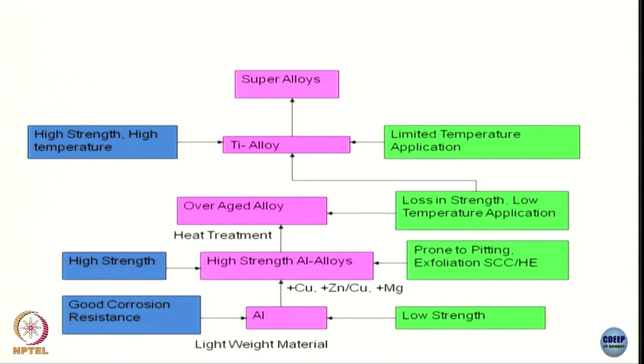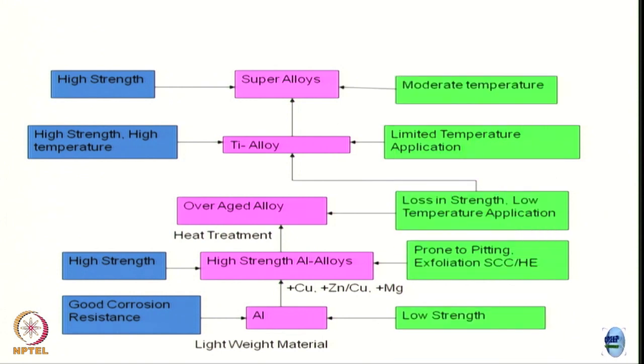And if you want to raise the temperature further, you go to super alloys. They have high strength at reasonably high temperatures, you can go up to 800 degrees Celsius and all. And again moderate, 800 you can do; if you want to go beyond that, what happens? Super alloys do not have strength, and they also suffer oxidation and hot corrosion. You studied the course on high temperature corrosion, right, there you have a detailed idea about how these super alloys are vulnerable to various forms of corrosion at high temperatures.